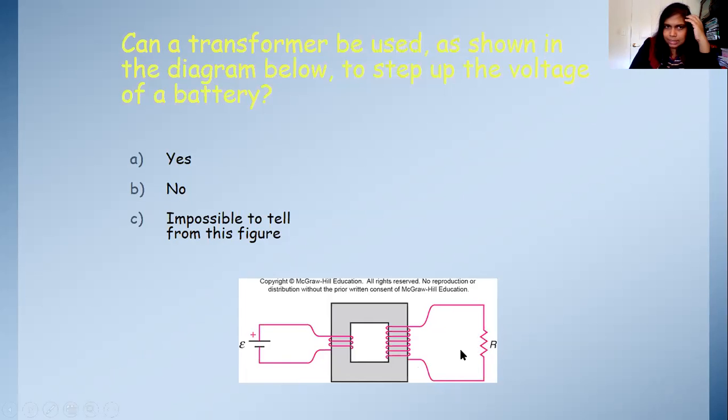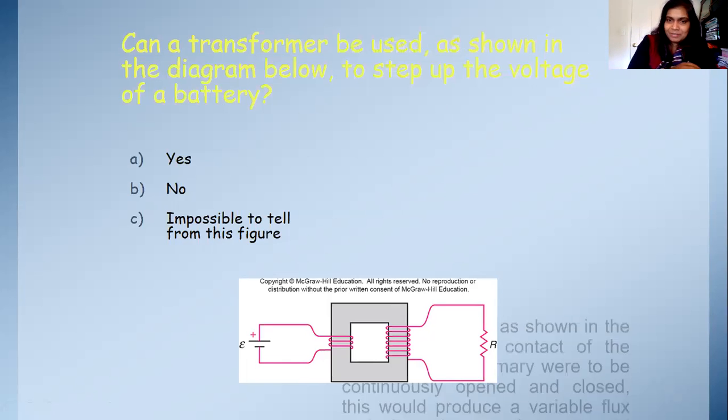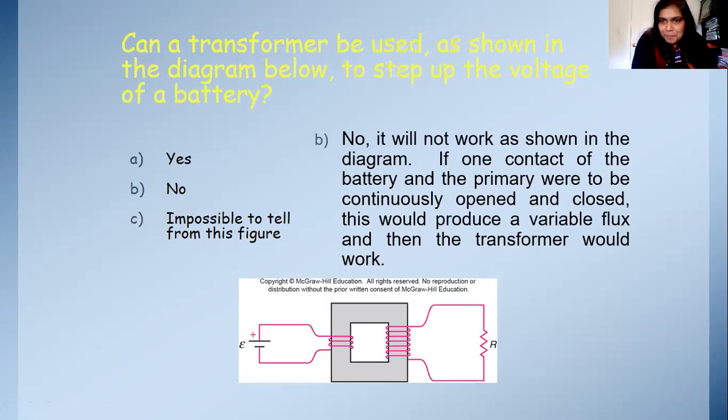So the question is asking, can this transformer be used to induce a current on this one with a step up, so it increases the battery voltage. So what do you think? Yes. I think someone might say no. Impossible to tell from the figure because the voltage values, current values, or number of turns weren't given.